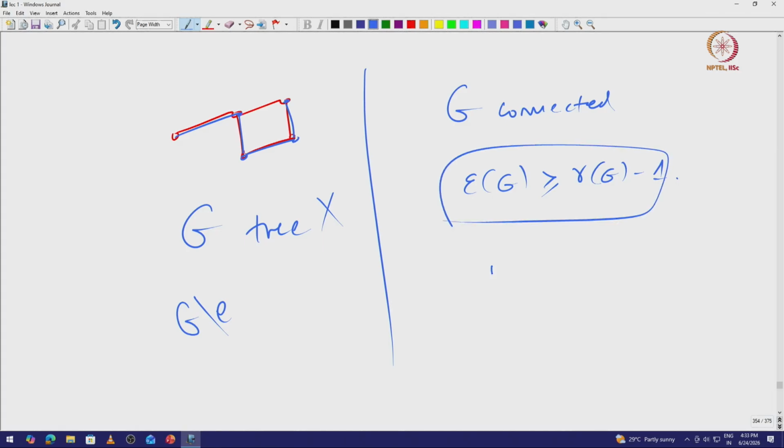So, now if T is a subgraph of G which is a spanning tree, then the number of edges in G is greater than or equal to the number of edges in T, which is greater than or equal to the number of vertices in T minus 1, which is the same as the number of vertices in G minus 1. Okay, that proves that the number of edges must be at least the number of vertices minus 1.